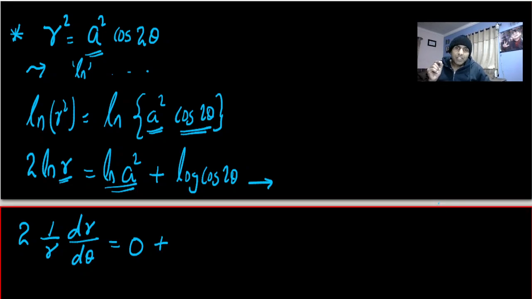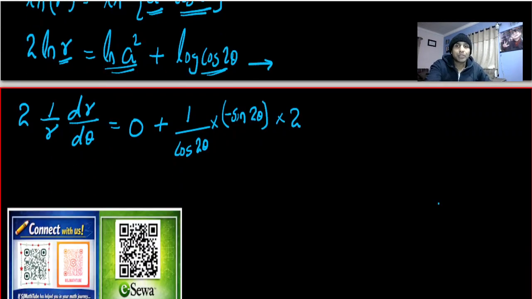Plus, what is the derivative of log something? 1 by the same thing multiplied by the derivative of the same thing, minus sin 2 theta multiplied by 2. Now again, don't forget you have to simplify this.